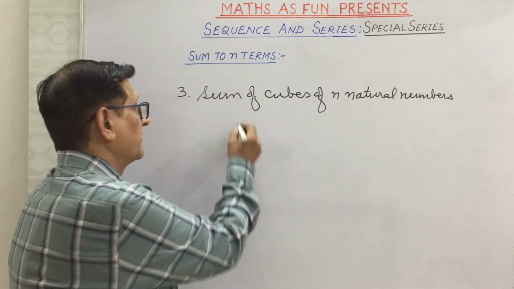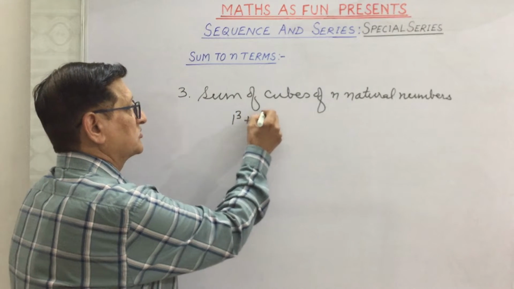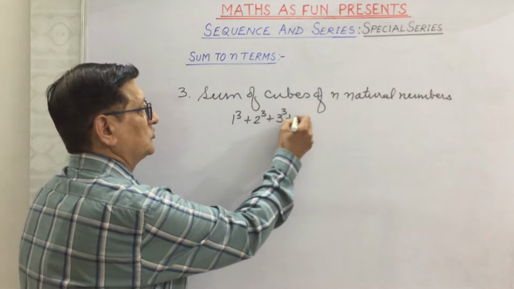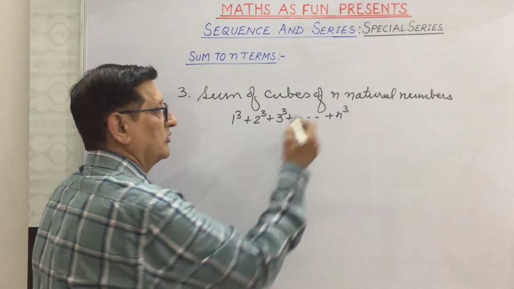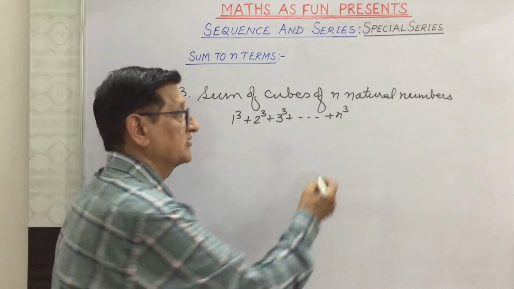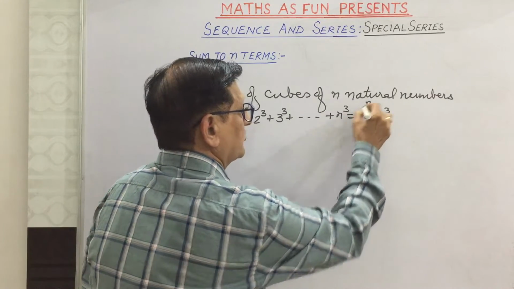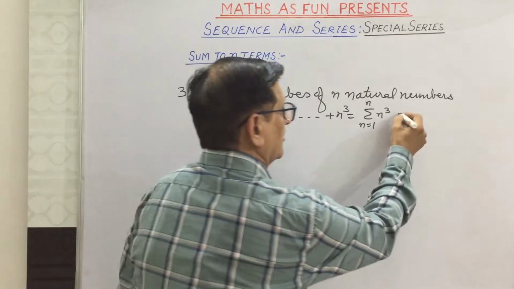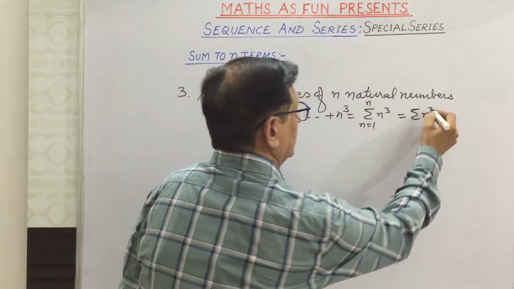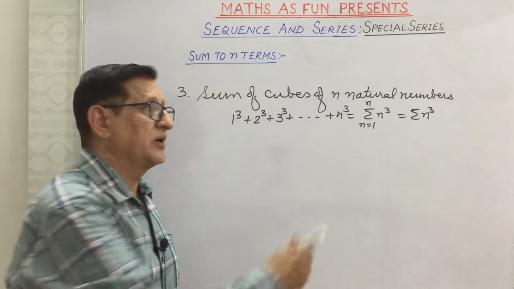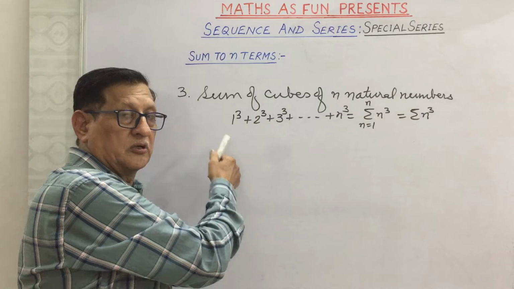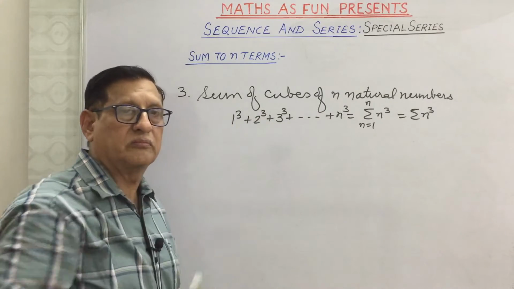That is 1 cube plus 2 cube plus 3 cube plus so on up to n cube. This is represented by sigma n cube, where n is from 1 to n. Or we can also write this as sigma n cube only. Sigma n cube means the sum of cubes of the first n natural numbers.